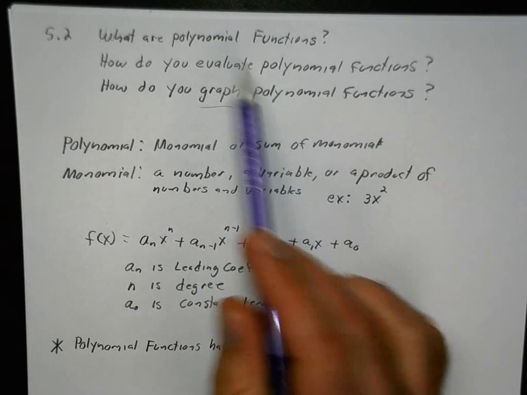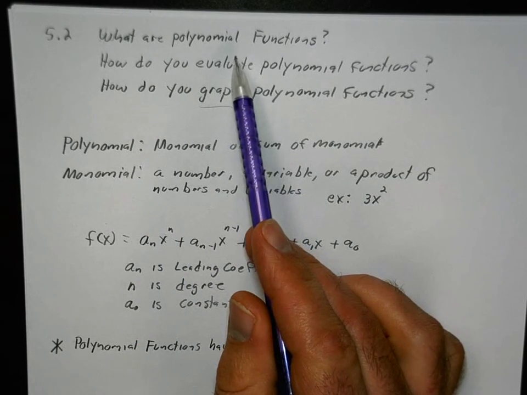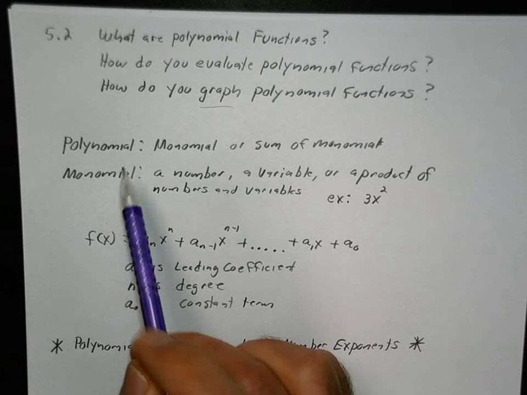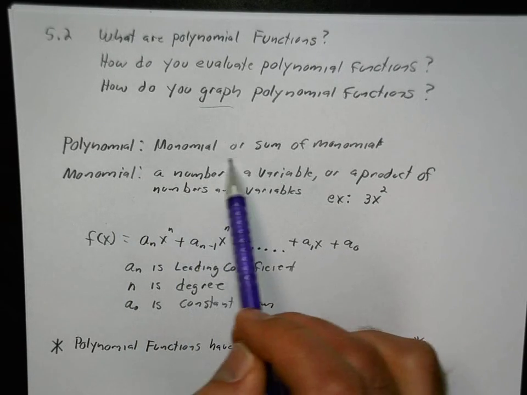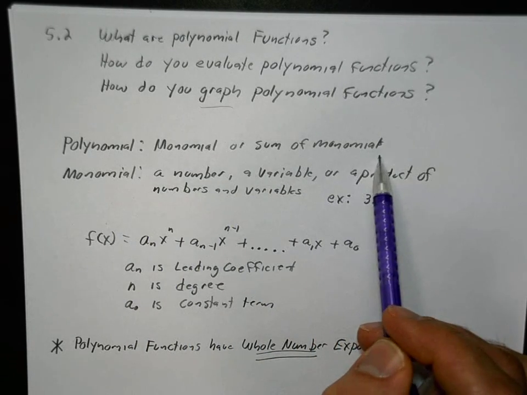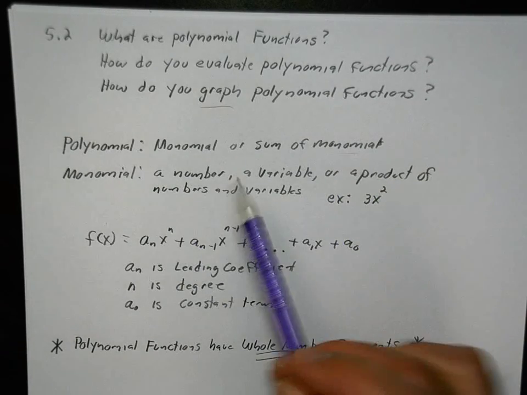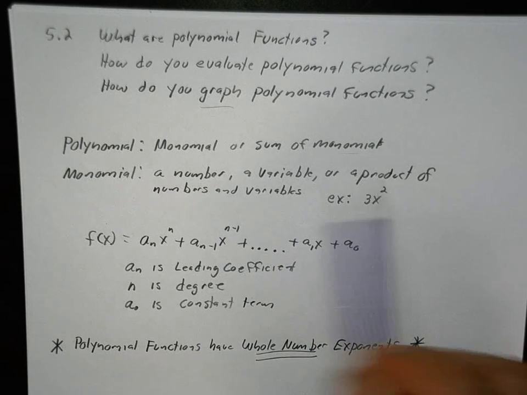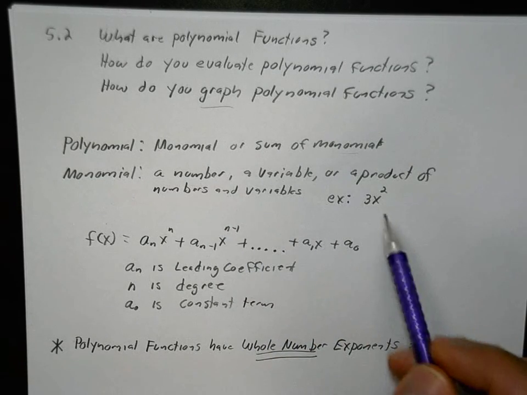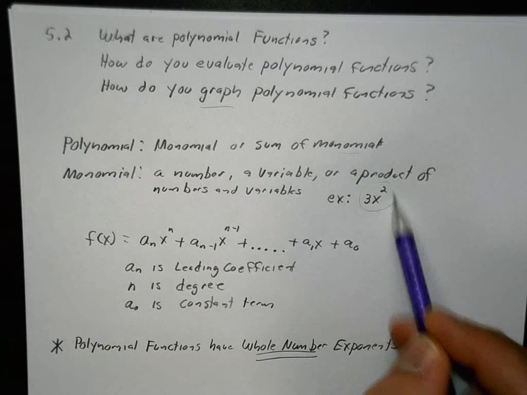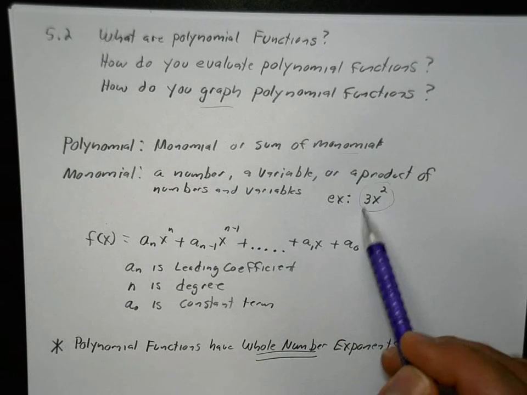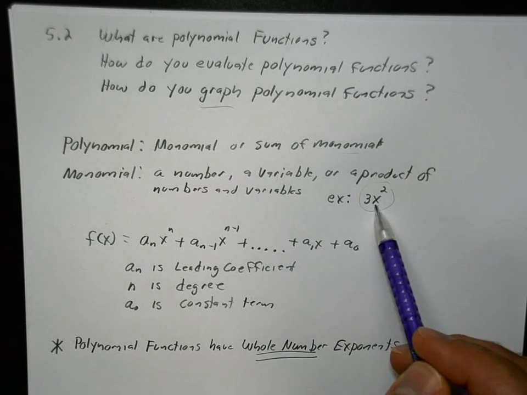So the first question, what are polynomial functions? Here's the definition right from your book. A polynomial is a monomial or sum of monomials. Of course, then you need to know what a monomial is. So a monomial is a number, a variable, or a product of numbers and variables. So an example would be 3x squared. That is a product of a number and variables.